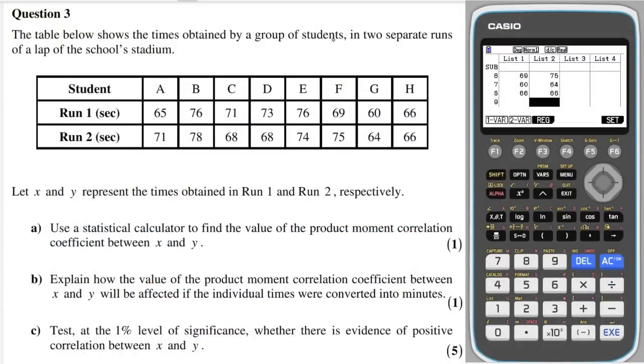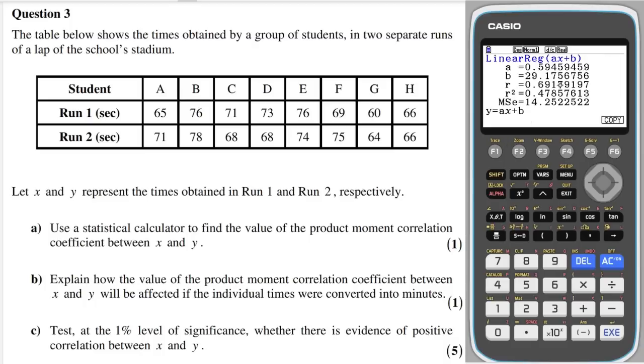Question number 3, and we have two variable data, and it says let x and y represent the times run in run 1 and run 2 respectively. Use a statistical calculator to find the product moment correlation coefficient between x and y. So I go into statistics mode and I put all my data in two lists like this, and then I hit F3 for regression, and then I press X, and then I press AX plus B, and it tells me R is 0.6918. So R is equal to 0.6918. Perfect.